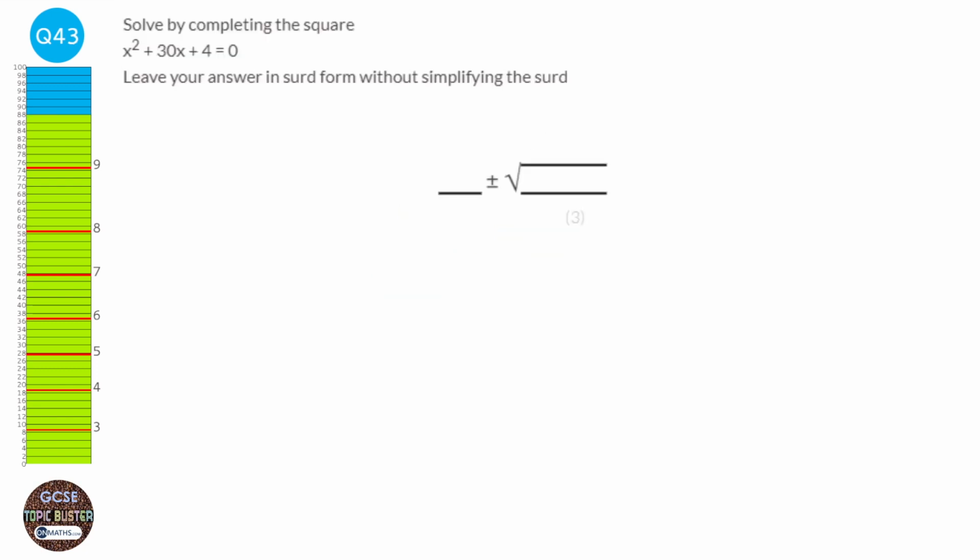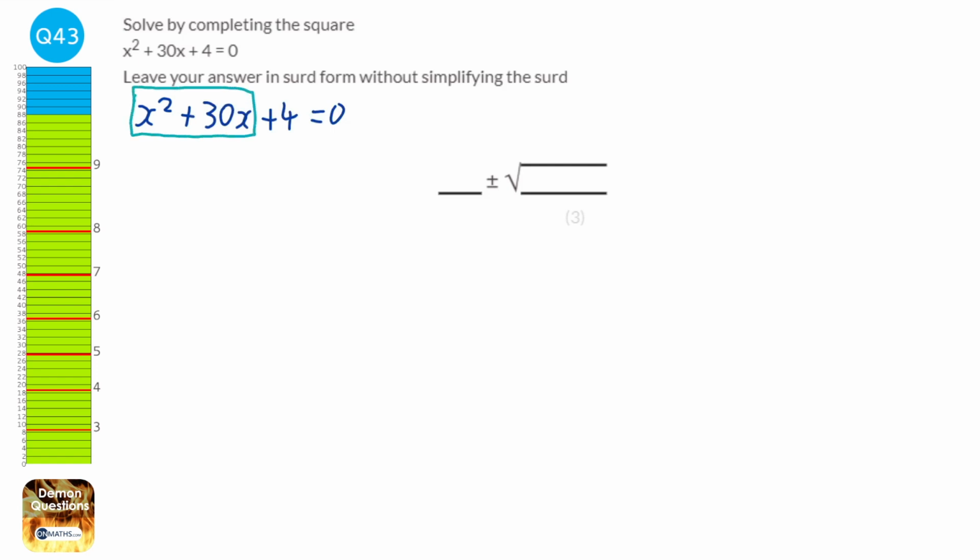There are loads of ways to solve a quadratic, but this is asking us to complete the square. So I'm going to start just by copying down the question. And when we complete the square, we're mainly looking at the x squared term and the x term. And to complete the square, you just put a set of brackets down with an x at the start and then half of the coefficient of the x term. So plus 30, with half of that would be plus 15, and then squared.